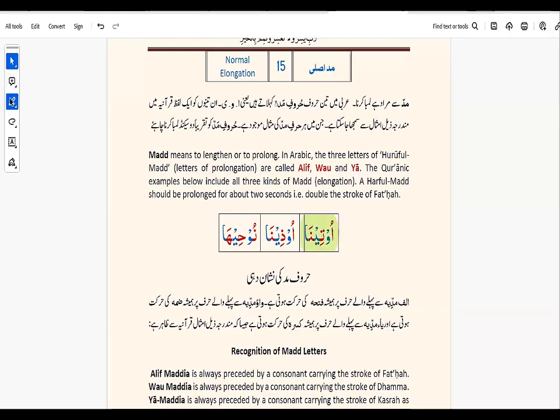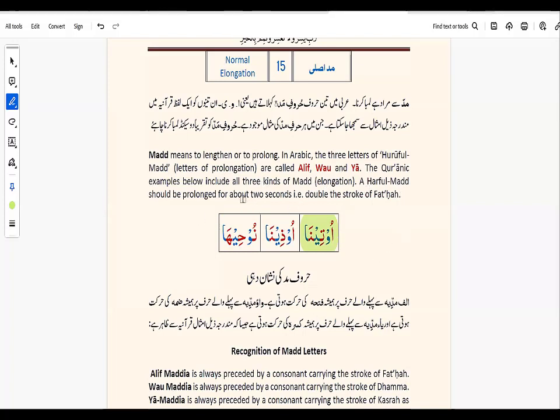We can see over here, the first letter is alif with a dhamma. Secondly, we can see waw, which has a jazm on top, also known as sukoon. By this, we know, as it is in blue, this is the letter of prolongation. So this is one example for you.